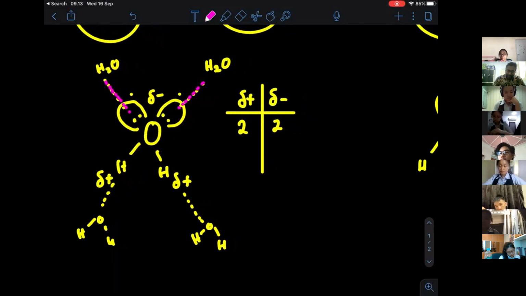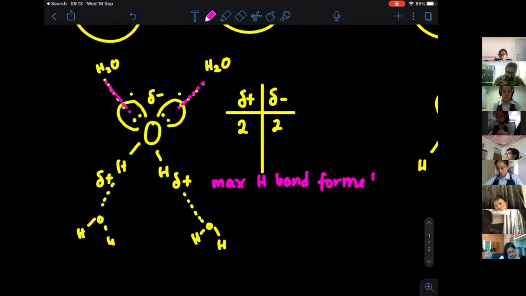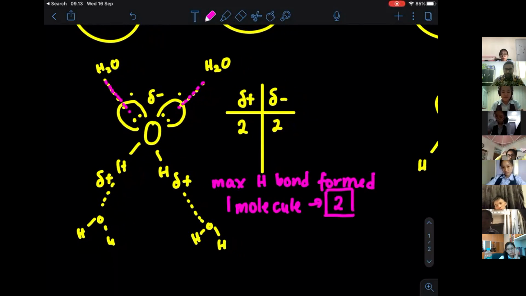So this one is going to be 2 and 2. So we say the maximum hydrogen bonds can be formed. In one molecule of water, the hydrogen bonds that you can form is going to be 2. So there are a total of 2 hydrogen bonds per molecule for water.